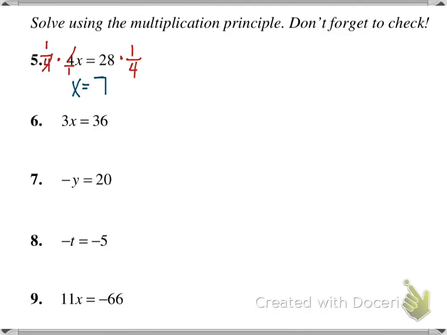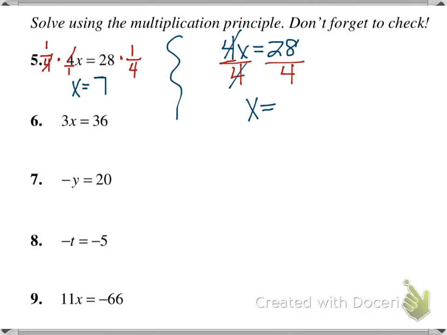Now the other way you can think about that problem, 4x equals 28, is to think of it as a multiplication problem. And how do you undo multiplication? Well, division. So if I divided by 4 on both sides, I would achieve the same result. 4 over 4, those cancel and become 1. x equals 7. So dividing by a number and multiplying by its reciprocal achieve the same result.